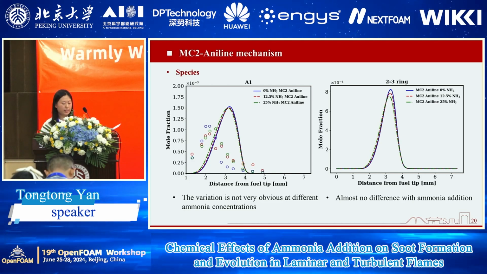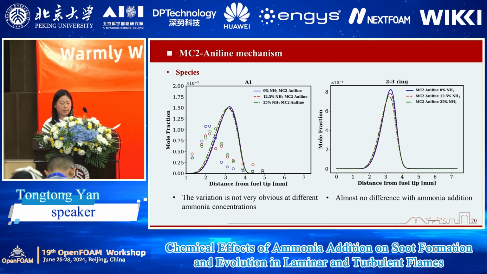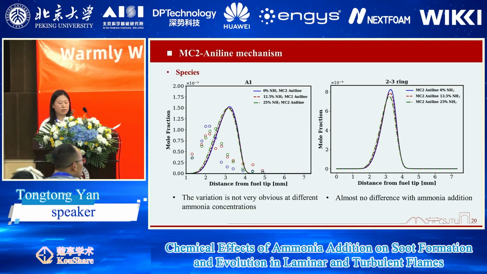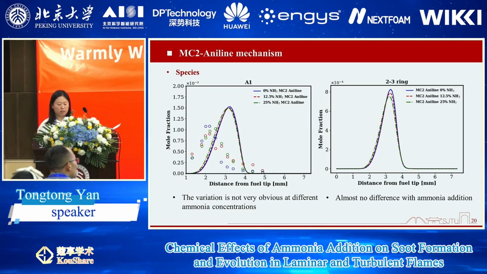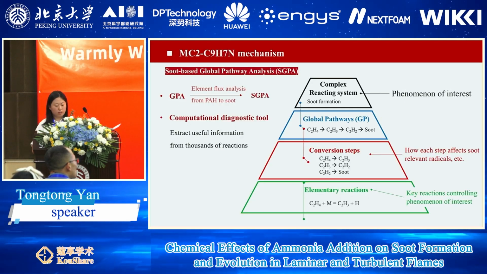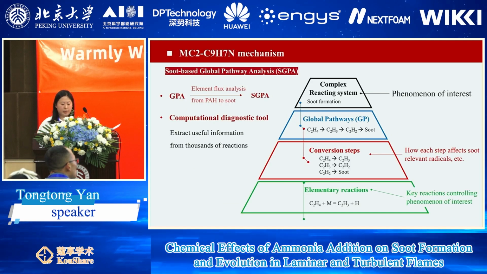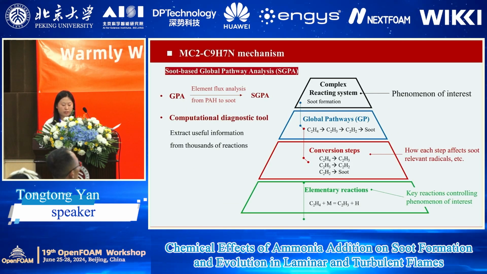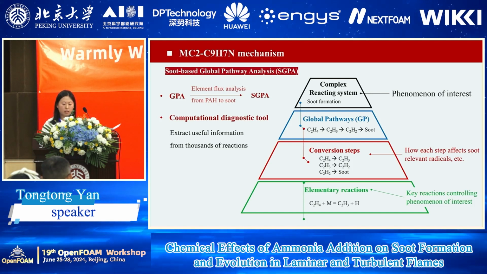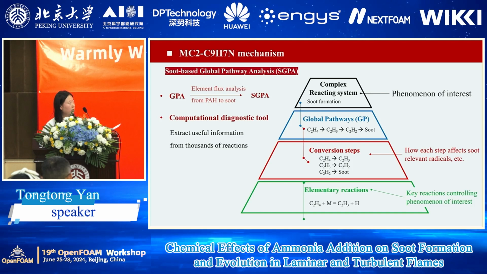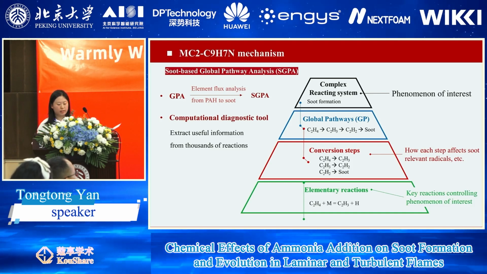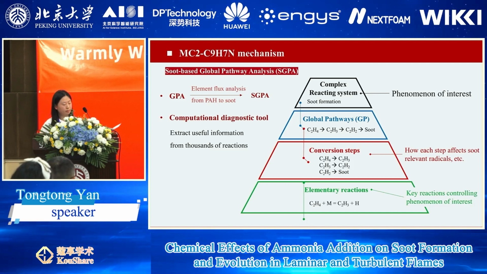The results from the 3 different mechanisms we tried indicate that the existing theories fail to predict the notable decrease in soot volume fraction when ammonia is doped into counterflow flames. So we then do a soot-based global pathway analysis, SGPA. This method introduces element flux analysis from PAH to soot based on the global pathway analysis. And it can reveal the most dominant global pathways for soot formation and evolution.